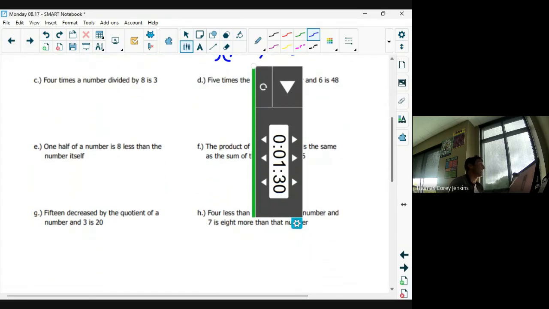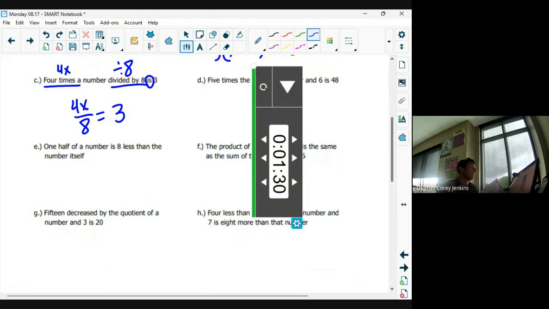C, 4 times a number divided by 8 is 3. Okay, so 4 times a number, we'll call that 4x, divided by 8. And then "is," there's my equal sign. So we could say 4x over 8 equals 3. If we wanted to, we could reduce that down to 1x over 2, but we'll just leave it as is.